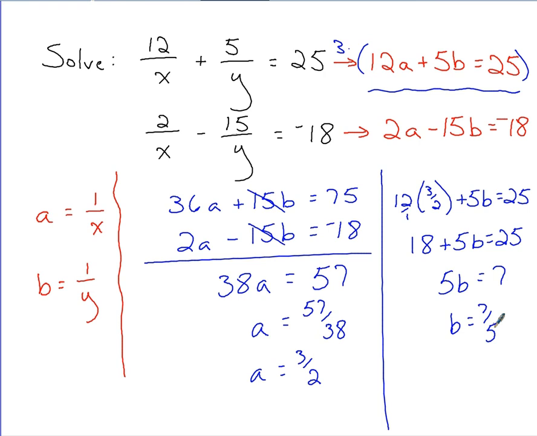Now ultimately we're trying to find this ordered pair to solve the original system. The original system has x's and y's we need to find. So since I know a is 3 halves, I'm going to go over here, take this a out, and put 3/2 in its place. That'll give me an equation to solve for x, right? And with this b equals 1 over y, I can take that b out and replace it with 7/5.